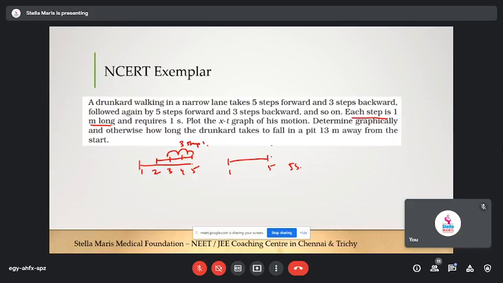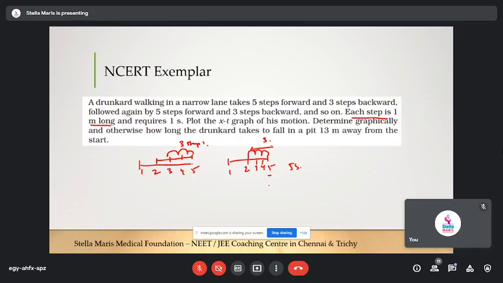Very good. And after reaching the fifth step, he comes backward, that is 3 steps backward. One, two, and three. So what is the time taken for 3 steps? 3 seconds. 3 seconds. Very good.